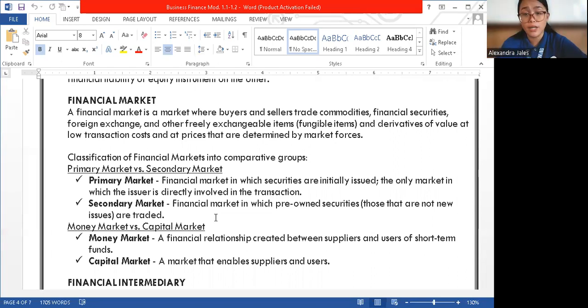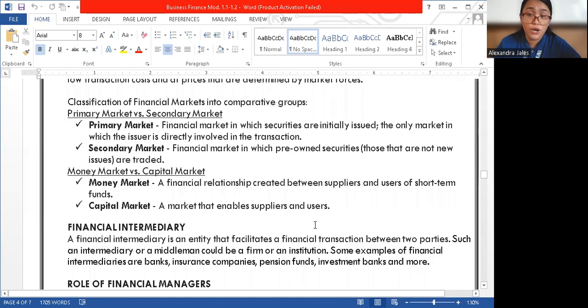How about the money market and the capital market? Money market: financial relationships created between suppliers and users of short-term funds. How about the capital market? A market that enables suppliers and users of long-term funds.